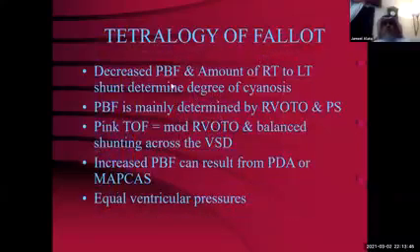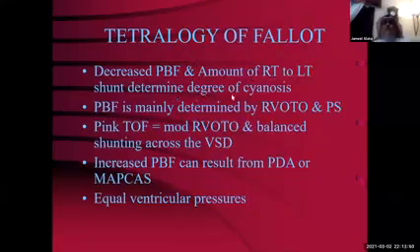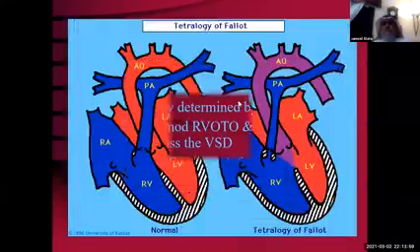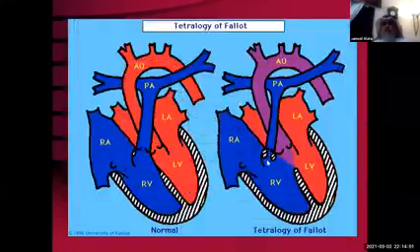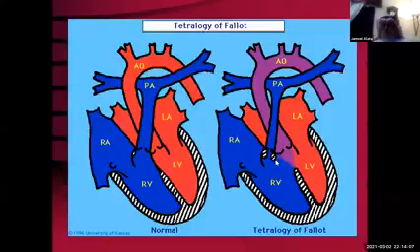In tetralogy of Fallot, decreased pulmonary blood flow and the amount of right to left shunt will determine the degree of cyanosis. The more sub-PS, PS, the more resistance the blood will face trying to go. So more right to left shunt, more cyanosis. And this is quite important to understand. The blood likes to go to the least resistant area. If the pulmonary artery is least resistant, then the blood will go more to the pulmonary artery. If the aorta is least resistant, then the blood will go there.